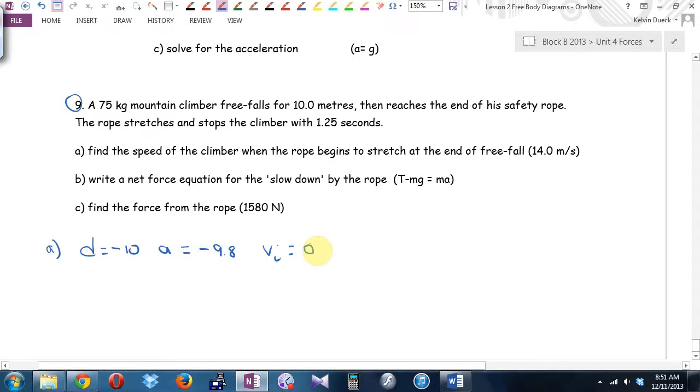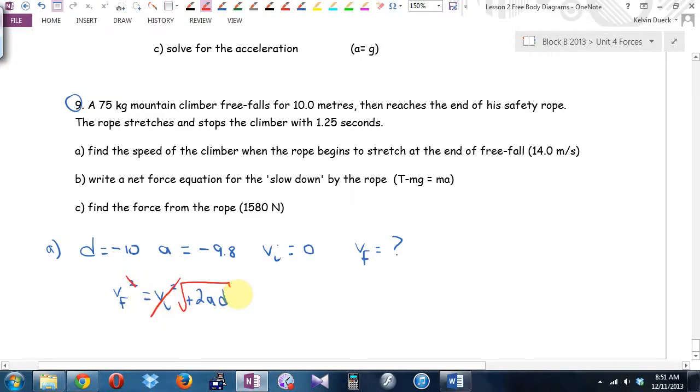And they want us to find VF. So do we have an equation that has VF, VI, A, D in it? Grant says, hey, this one. Although, Grant, can I do this? And how would I get rid of a squared?